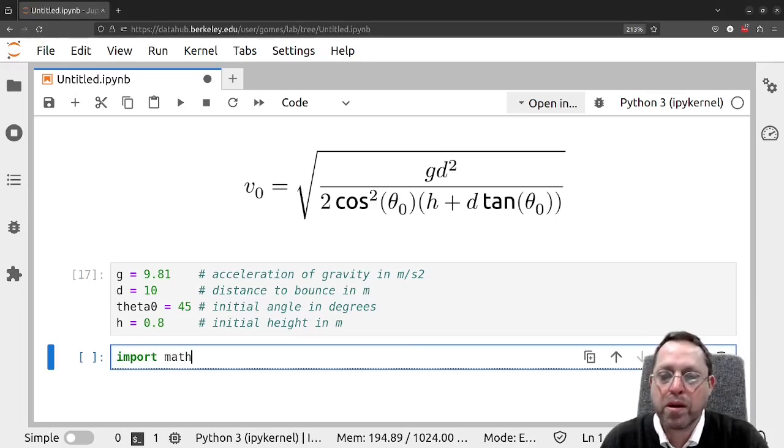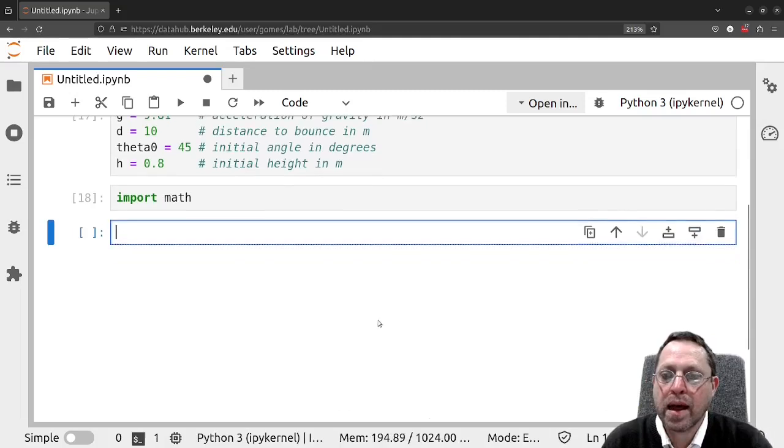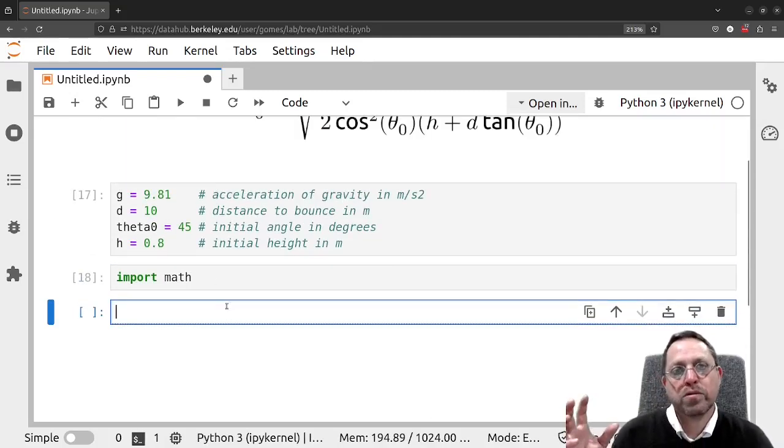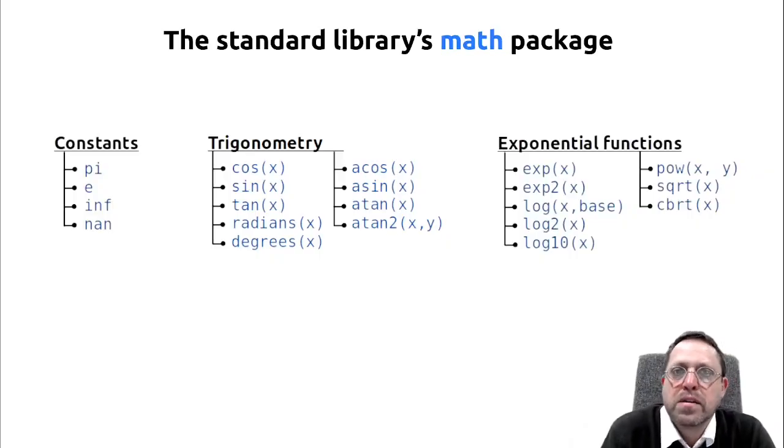We say import math, and upon evaluating that line, it's going to import all of the functionality of the math package into our workspace. So let's see what is in this math package. The math package includes many functions, and I'm not showing them all here.